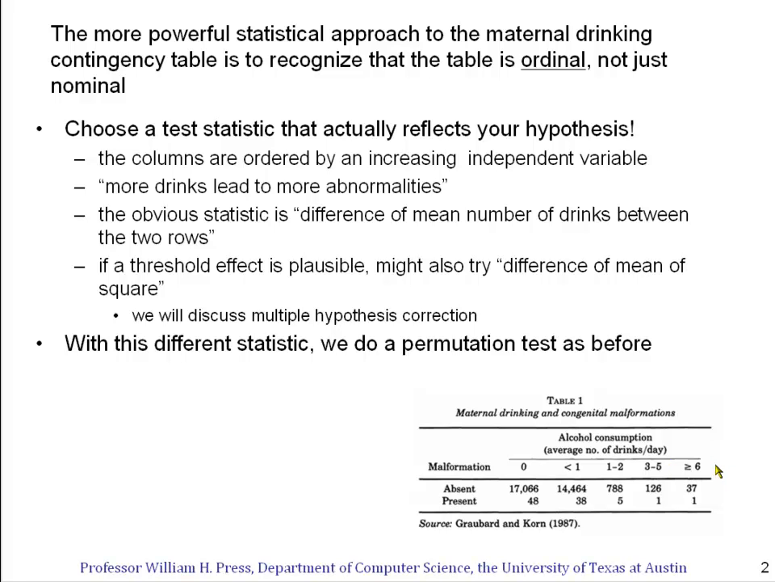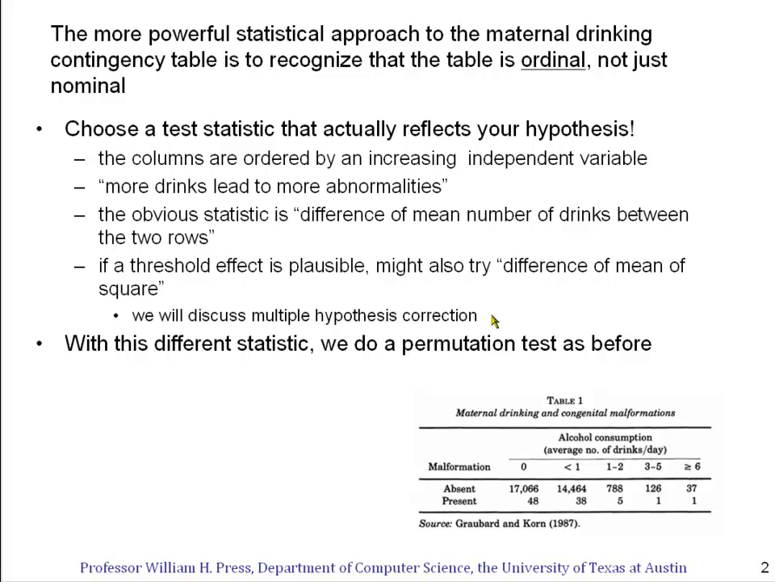And a way to measure that might be to choose as a statistic difference of the mean square number of drinks, so that 0 will still count as 0, 1 will count as 1, but 6 will count as the square of 6, so we'll count 36 times as much. In other words, that will be a weighting of this end of the table to higher values. And later we'll have to discuss whether when I try 2 statistics and carry them both through, I have to do a multiple hypothesis correction.